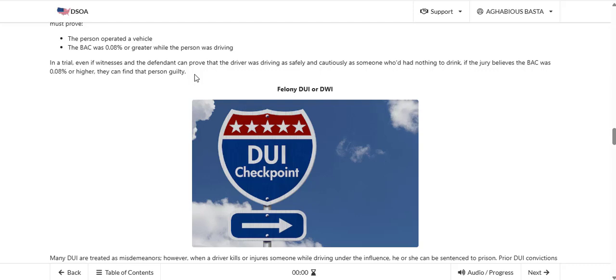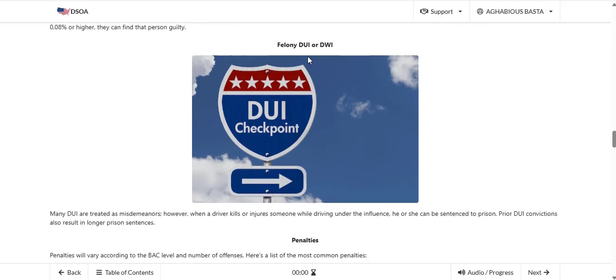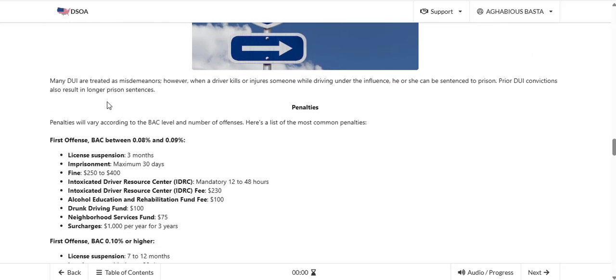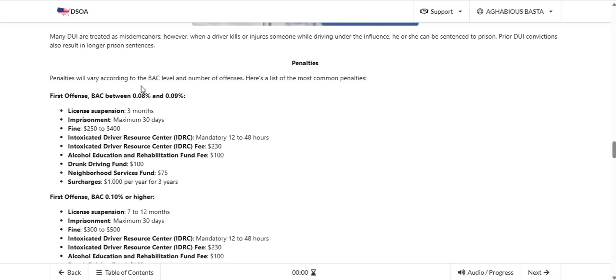Felony DUI or DWI. Many DUIs are treated as misdemeanors. However, when a driver kills or injures someone while driving under the influence, he or she can be sentenced to prison. Prior DUI convictions also result in longer prison sentences. Penalties. Penalties will vary according to the BAC level and number of offenses. Here's a list of the most common penalties.